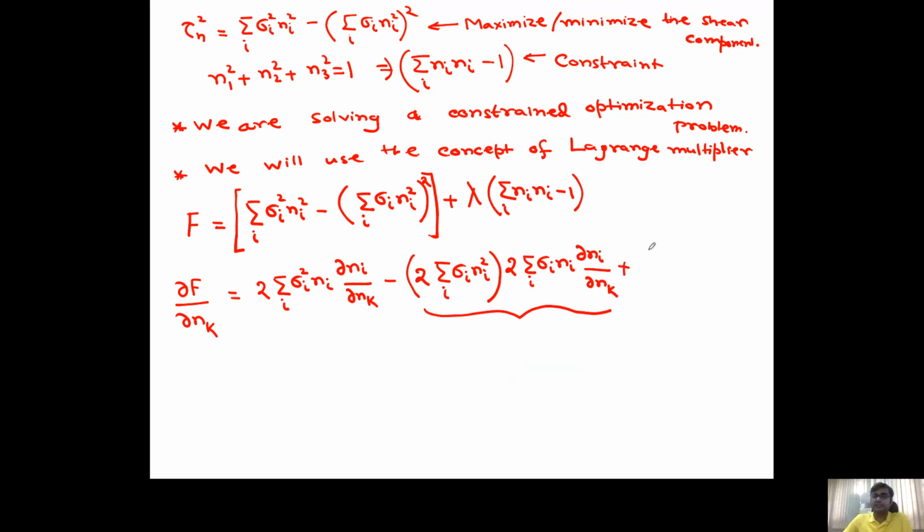And then there is a third term, lambda, which is constant, and we have n_i dot n_i as n_i squared. So we have 2 summation over i of n_i del n_i by del n_k, and one is constant, that will become 0. Now we have this term del n_i by del n_k, and if you recall, we discussed it in our previous lecture, the principal stress lecture. Del n_i by del n_k is delta_ik, the Kronecker delta.